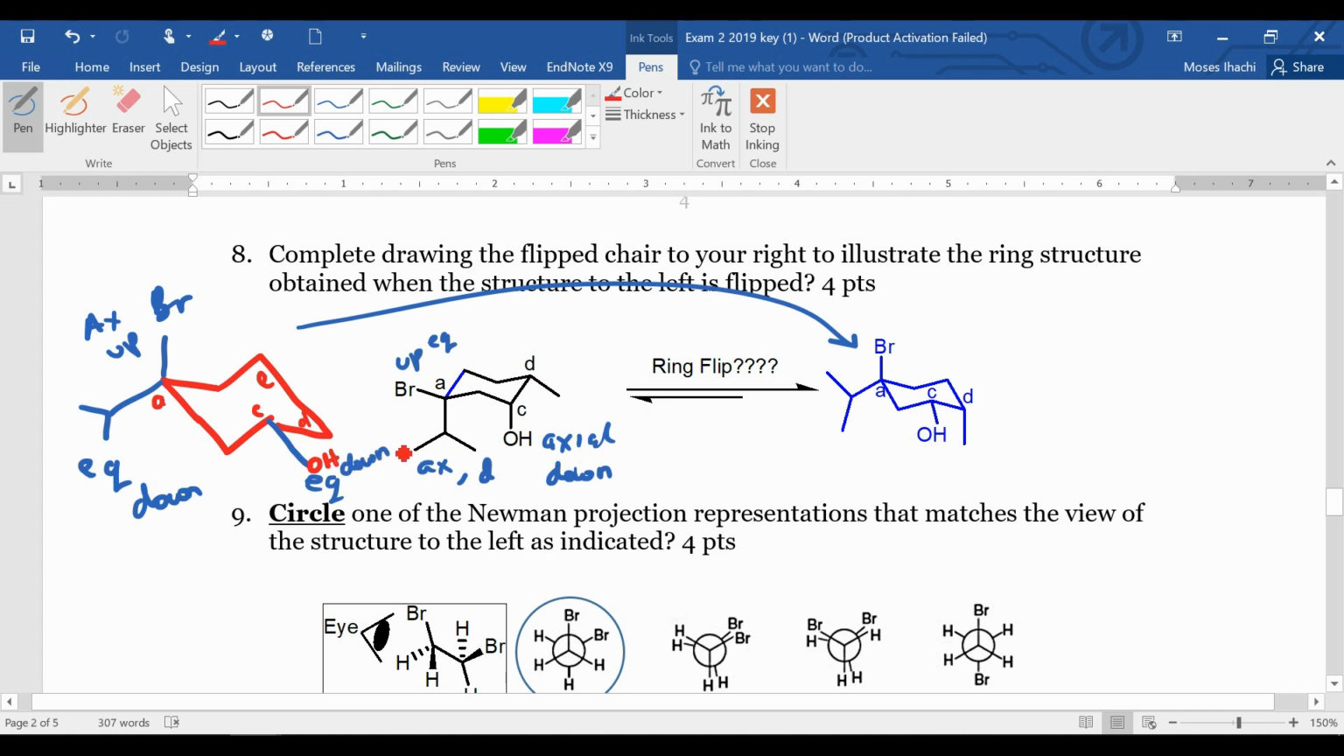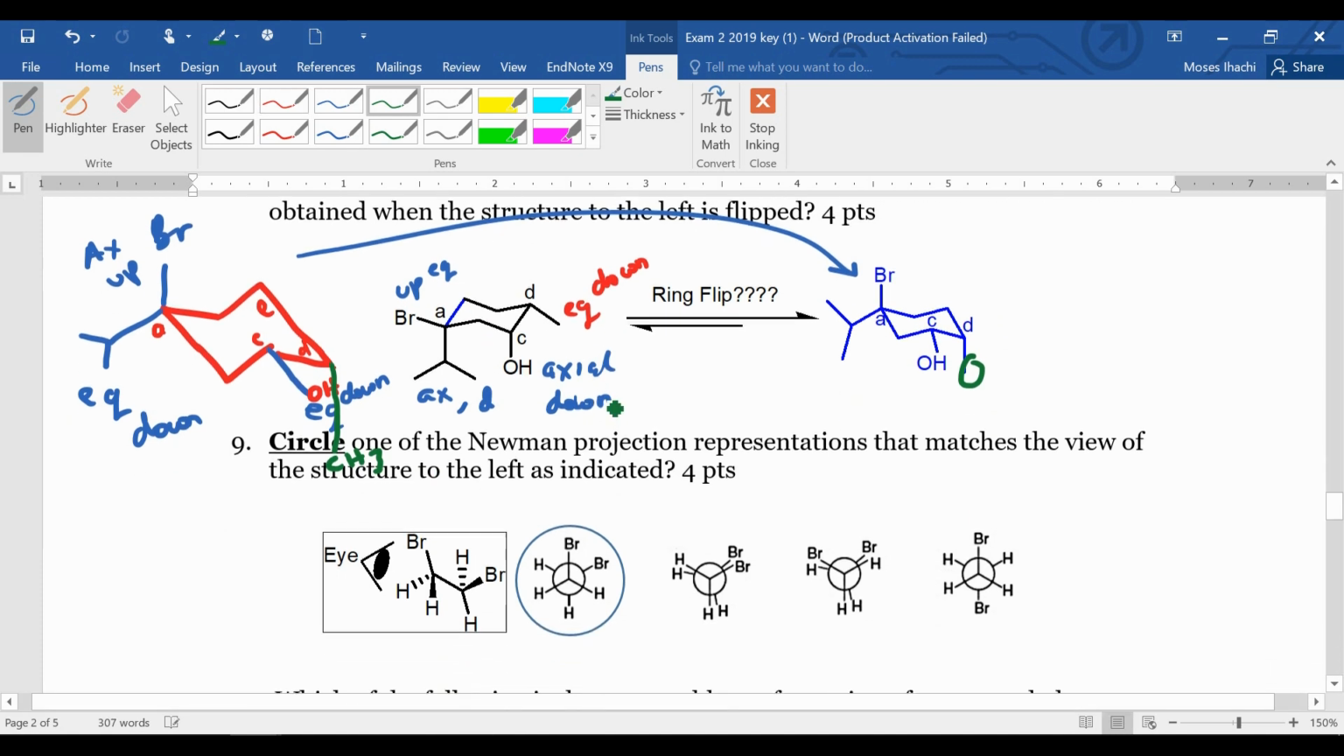So on D I have a methyl down. That methyl, I have methyl on D here. I have methyl equatorial down. So after the flip, it should go axial down. Let me use a green pen to draw axial down. So axial down, something like that. So it's this methyl right here. So that's how you work your chairs. The ups and downs stay, but equatorial and axial switch.